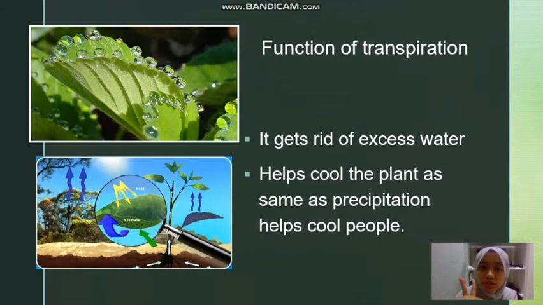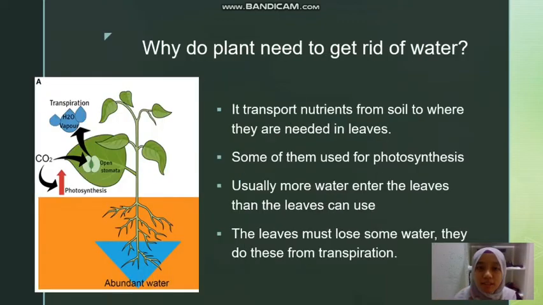So there are two functions of transpiration. The first one, transpiration will get rid of the excess water, and also it helps to cool the plant, same like human. We also sweat.